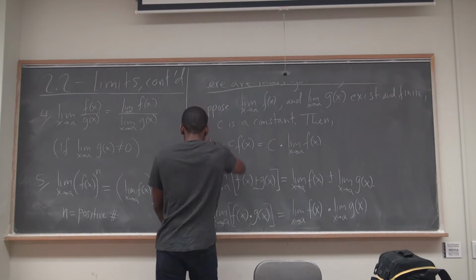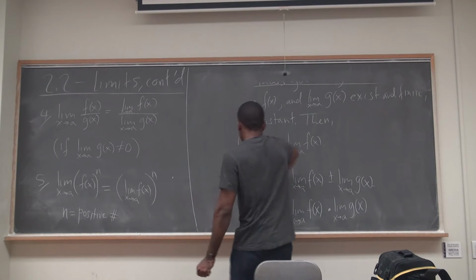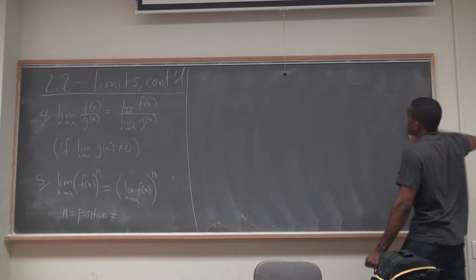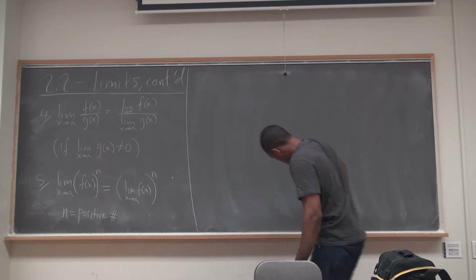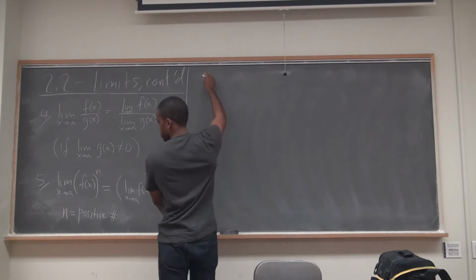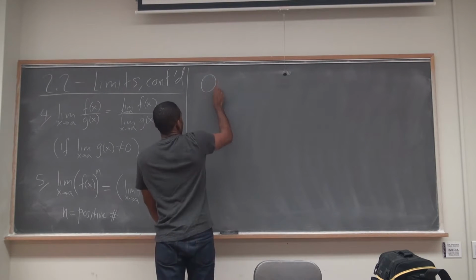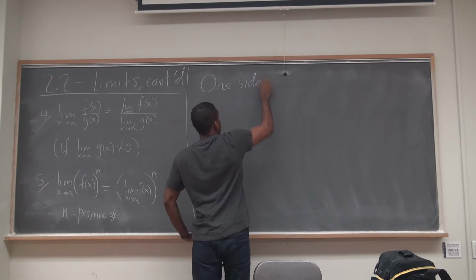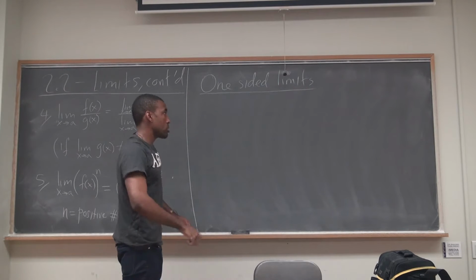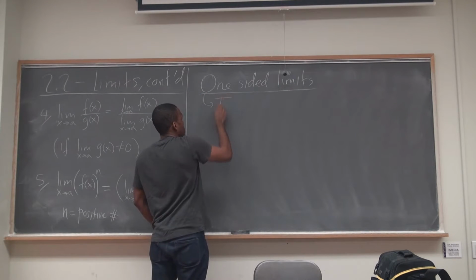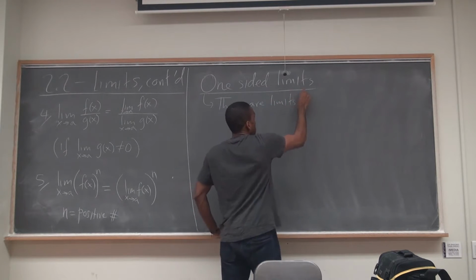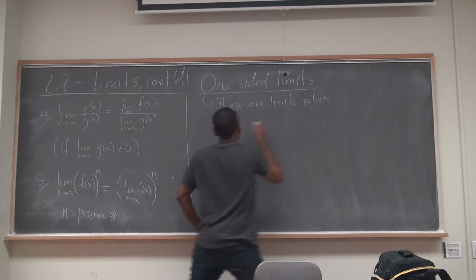So those are some rules of how limits can work with algebraic operations: adding, subtracting, multiplying, dividing. There's also the notion of a one-sided limit. Let's talk about those. As the name suggests, these are limits taken from one side.